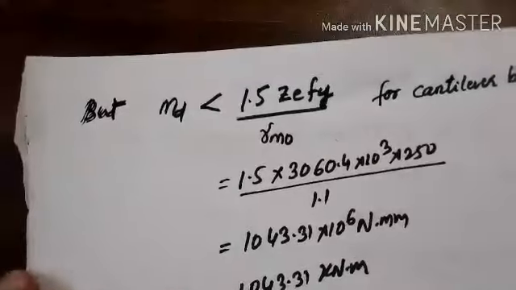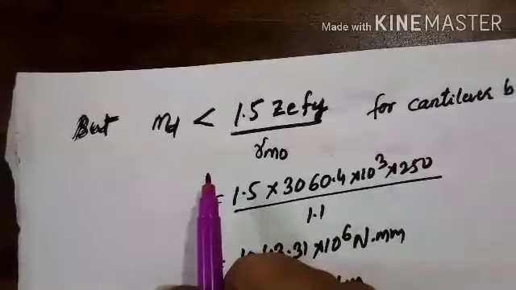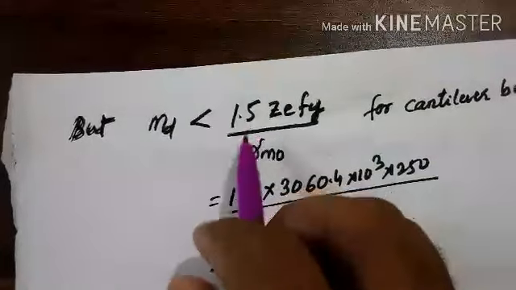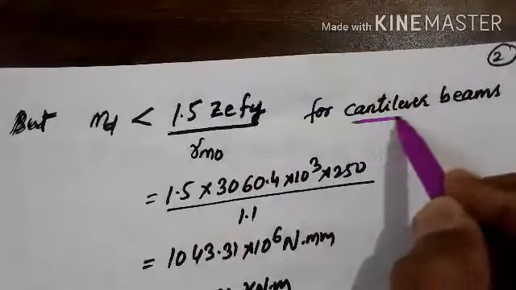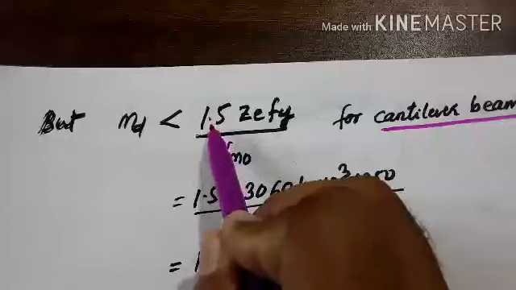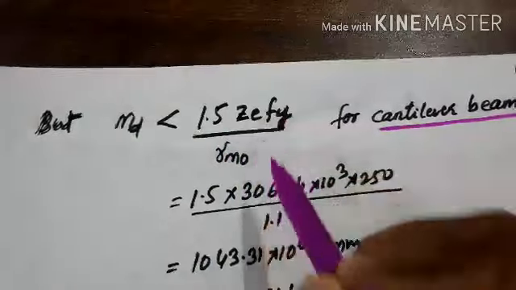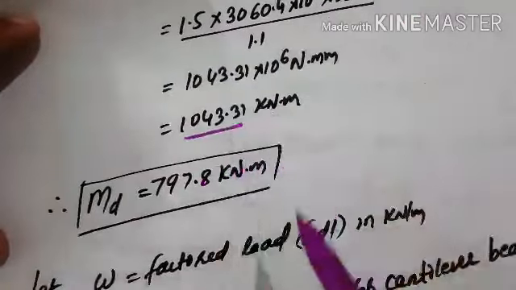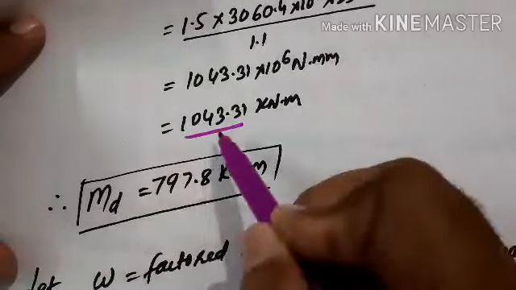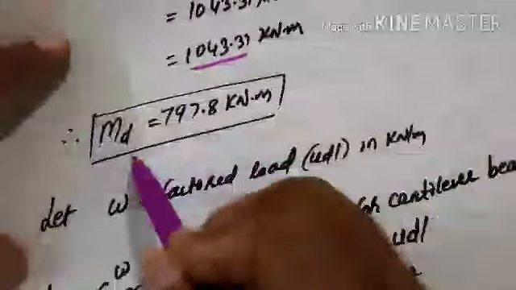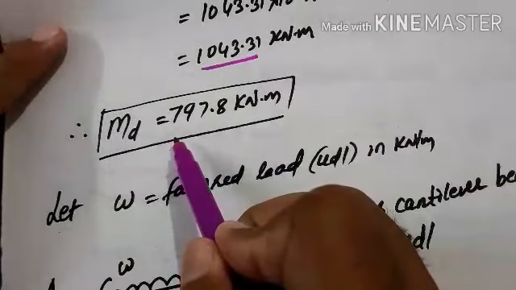But the bending strength you have calculated previously should be less than this much for a cantilever beam. As you know, this check you have to do: it should be less than 1.5 times Ze into fy. Again you substitute and calculate this value. We have got that value as 1043.31. Compare with the previous value. Whichever is the least between them is to be considered as the design bending strength.